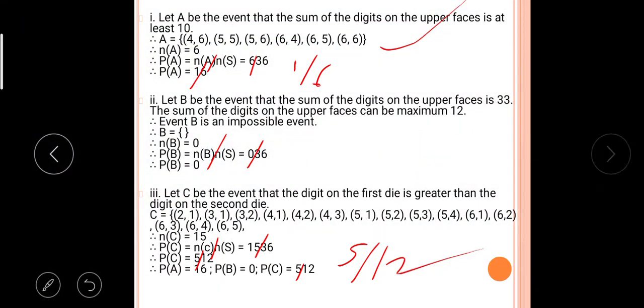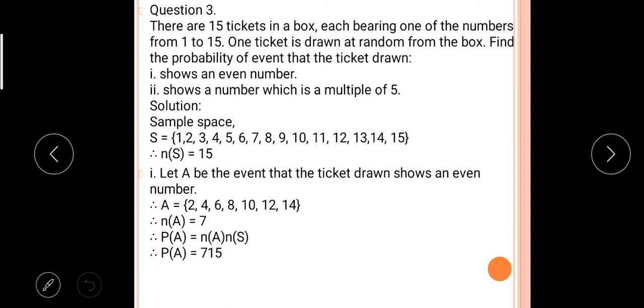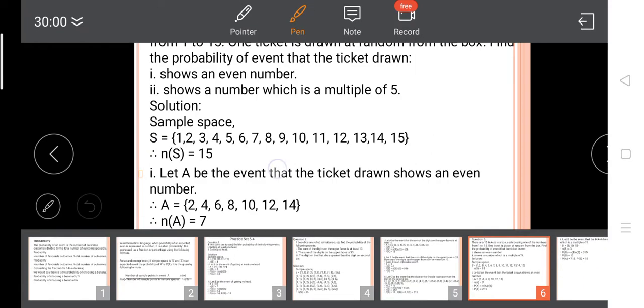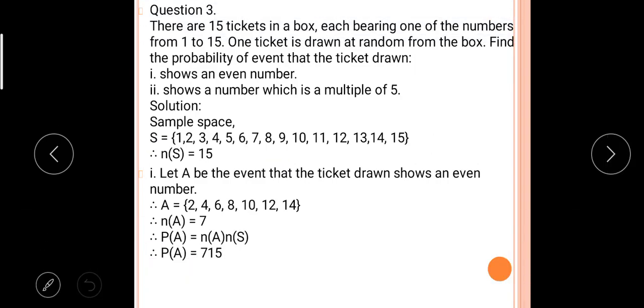So next is question number 3. There are 15 tickets in a box, each bearing one of the numbers from 1 to 15. One ticket is drawn at random, which means the total number of sample points for this experiment is 1 to 15. So find the probability of the given event. First, show an even number. From 1 to 15, n of S is 15. So A is the event which is an even number: 2, 4, 6, 8, 10, 12 and 14. So n of A is 7.